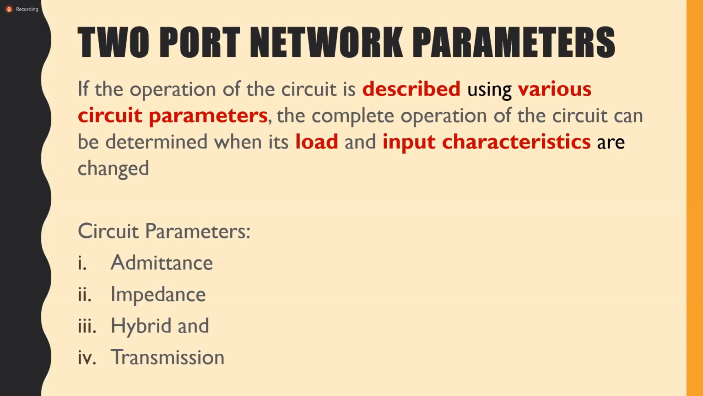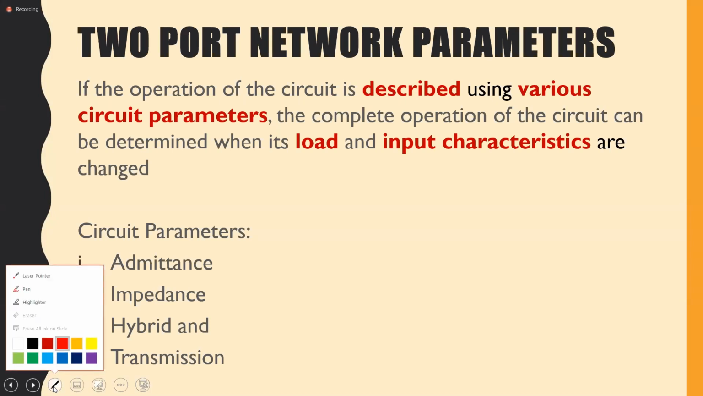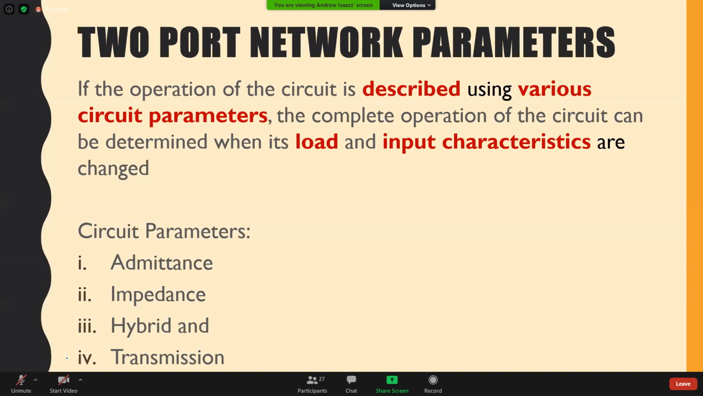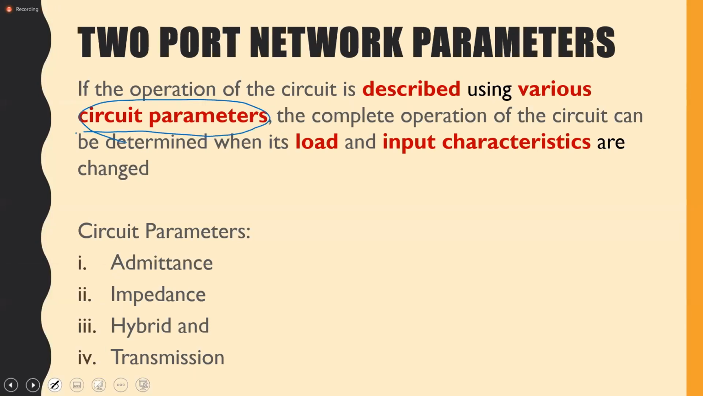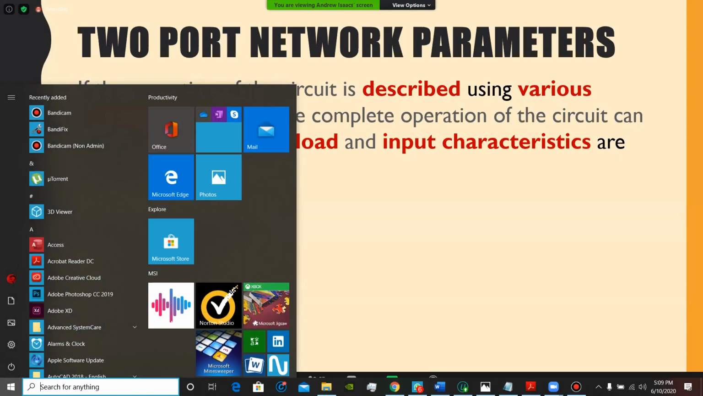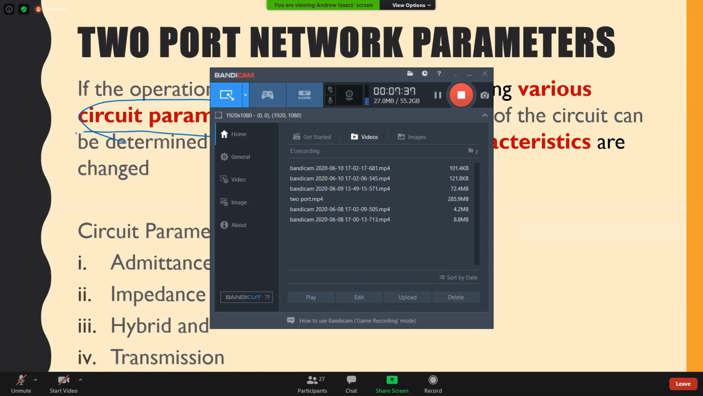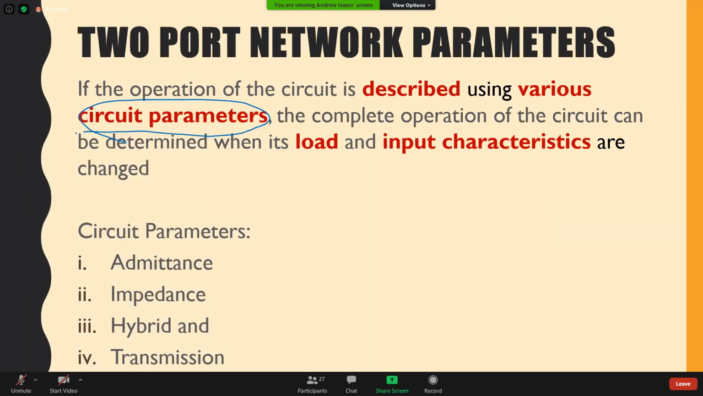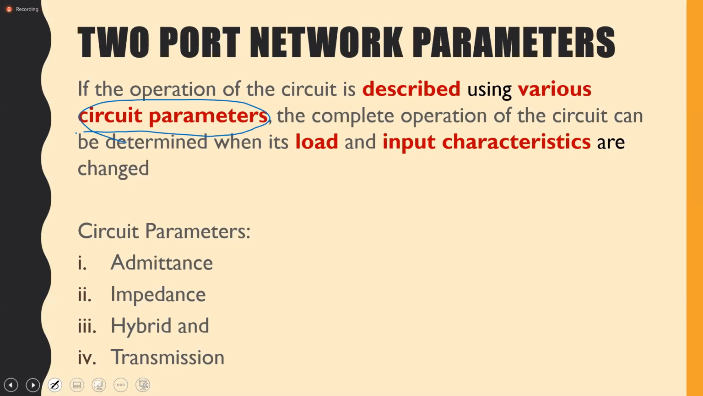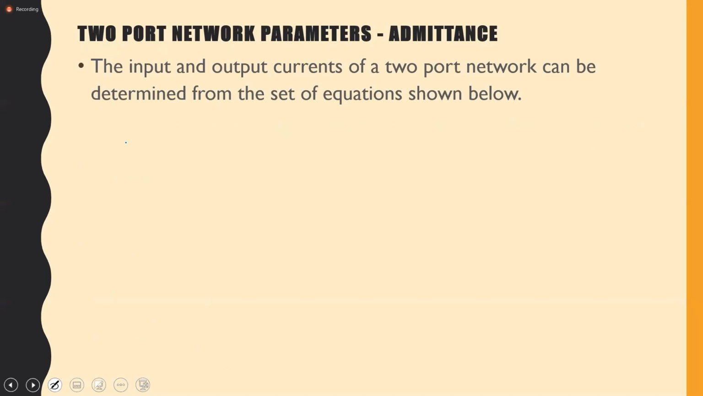As we indicated on Monday, we can describe the operation of a circuit using what we refer to as circuit parameters. These circuit parameters will help us to fully define the operation of the circuit. And then what we will be looking at is what happens when I change the load or the input to these circuits. Okay. And we're going to start by talking about the admittance parameters.